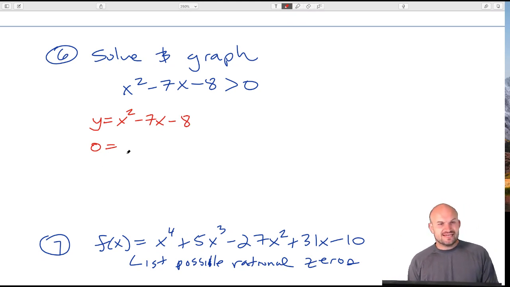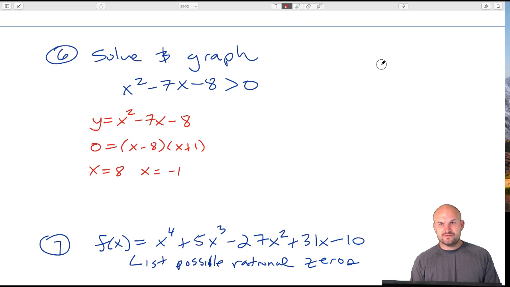So let's find the x-intercepts. To find the x-intercepts, we set y equal to 0 and solve for x. To solve for x, we're going to need to factor. So I'm going to get x minus 8 and x plus 1. Therefore, my x-intercepts are x equals 8 and x equals negative 1. So let's go and graph this. We have positive 8: 1, 2, 3, 4, 5, 6, 7, 8, and negative 1. Okay, so those are my 2 x-intercepts.